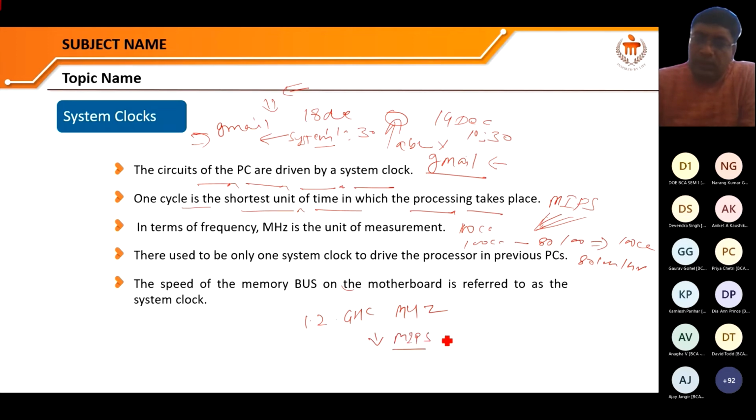How is the system clock used to drive the processor? In previous PCs, the speed of the memory buses and motherboard is referred to as the system clock. Bus speeds, as I already told you, and the motherboard's working also depend on the working mechanism, so it also takes the CPU. The clock calculates the time: CPU time, motherboard working time, and CPU sending time are all calculated by the system clock.